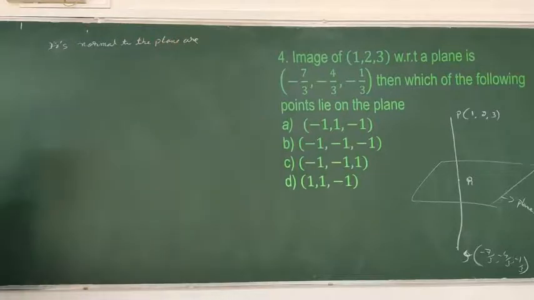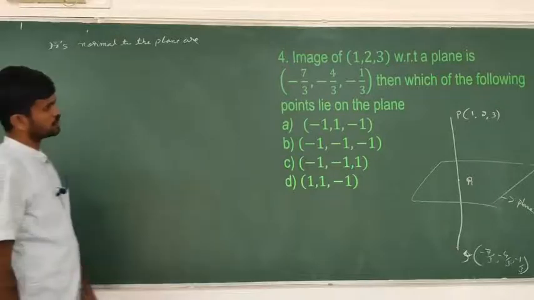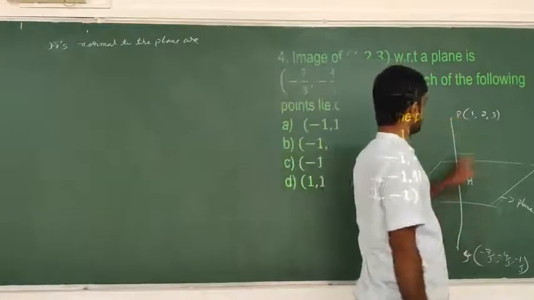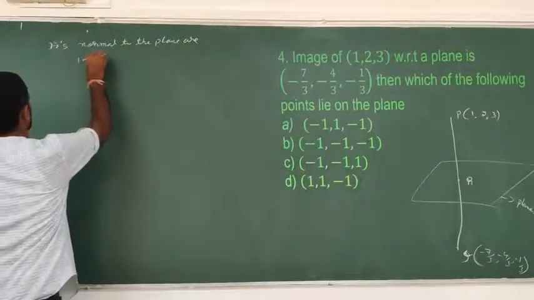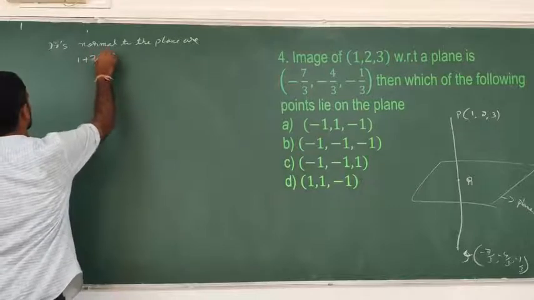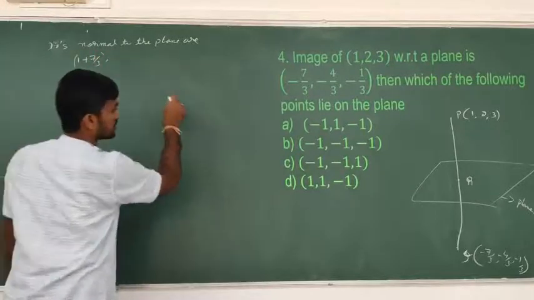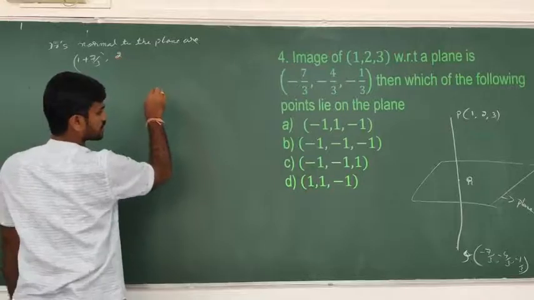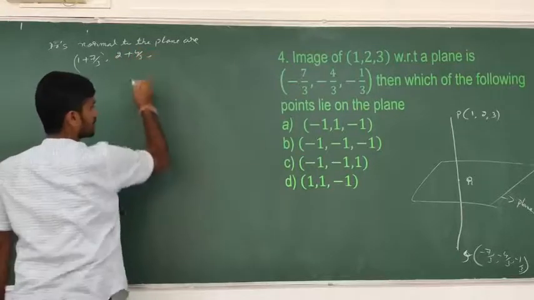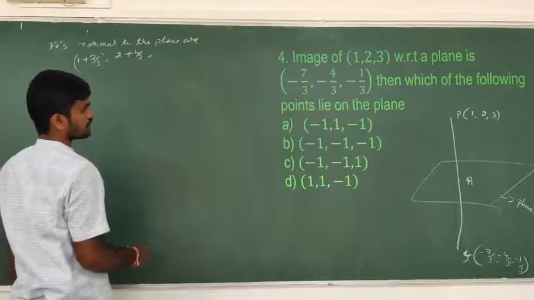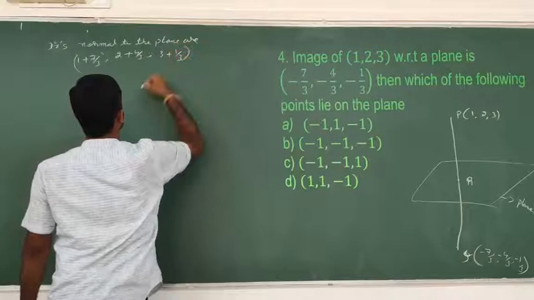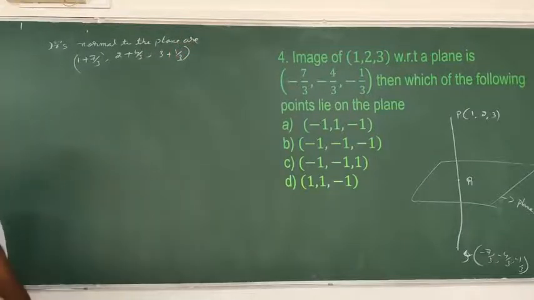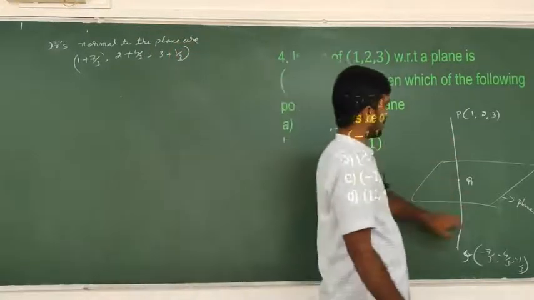Direction ratios normal to the plane R. Those are this minus this, this minus this, this minus this. That is 1 minus of minus, that is 1 plus 7 by 3, comma, next one is 2 minus into minus plus 4 by 3, comma, next minus 1, 3 minus 3 minus of minus 1 plus 3 plus 1 by 3. So this is normal to this plane.